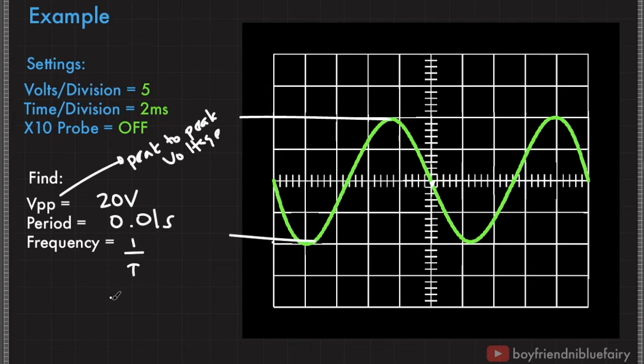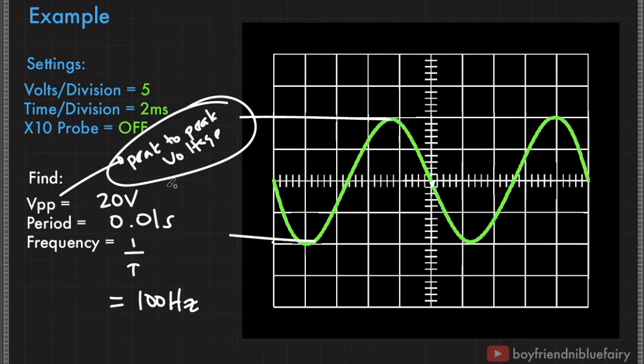Finally, frequency is just the reciprocal of period. So frequency is equal to 100 hertz. So again, when it comes to reading the voltage level or the amplitude of a sinusoidal waveform in an oscilloscope, it is more convenient to calculate for the peak-to-peak voltage, because once you have this information, you can easily calculate for the peak voltage just by dividing the V sub PP by 2.